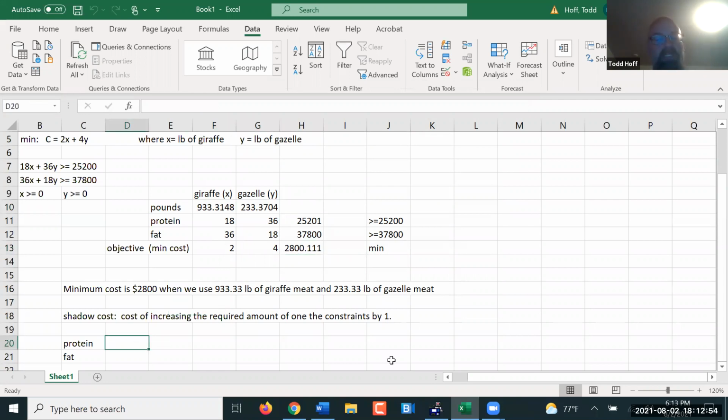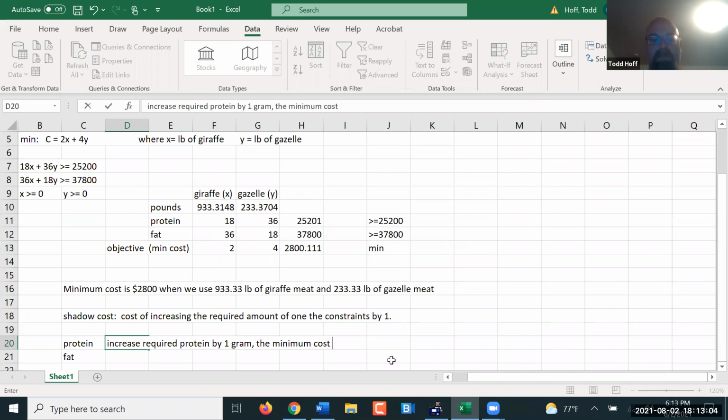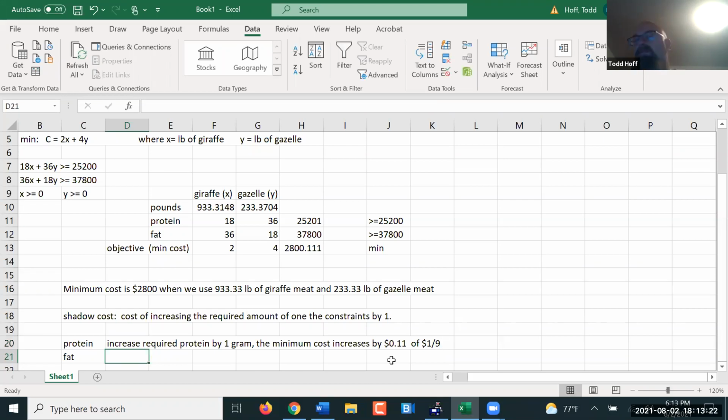If I increase the required protein by 1 gram, the minimum cost increases by 11 cents, or 1/9 of a dollar. I believe my WebAssign wanted it as 1/9 of a dollar to enter that one. So that is the shadow cost for protein.